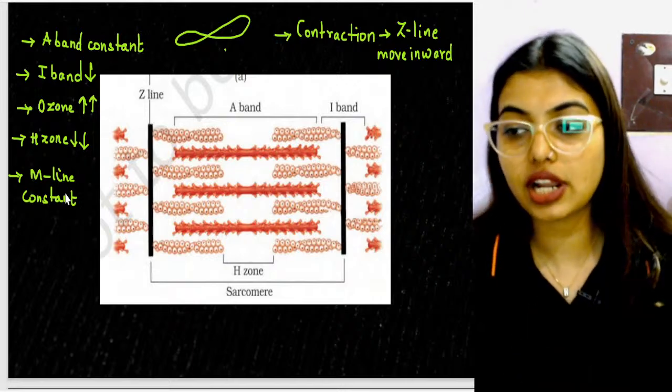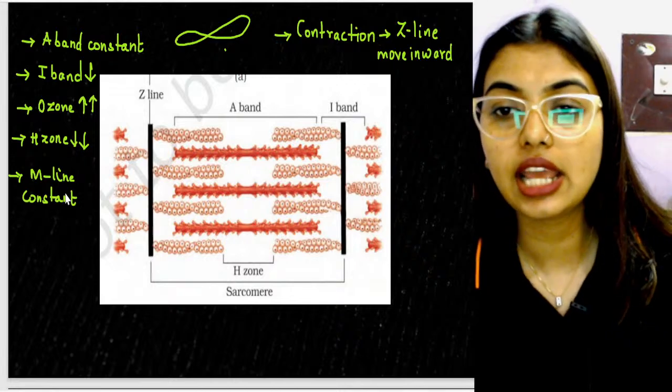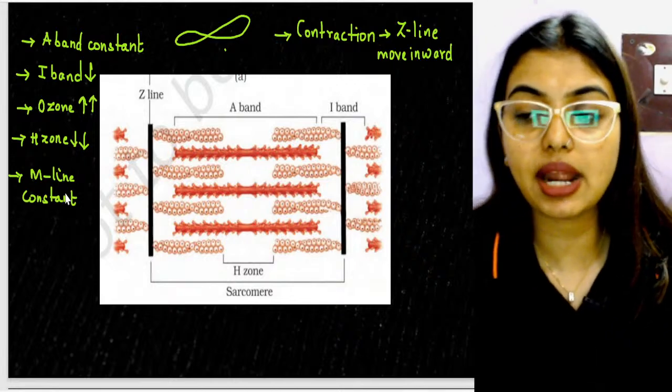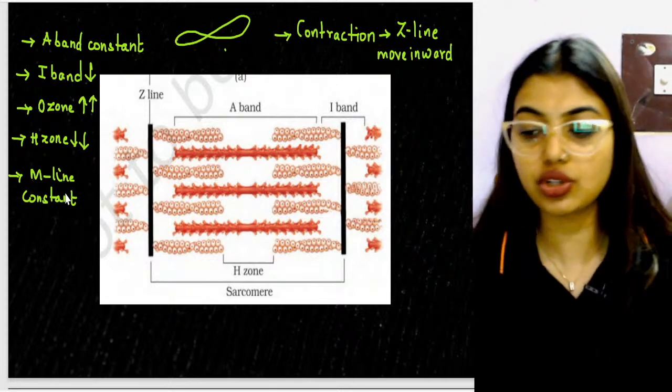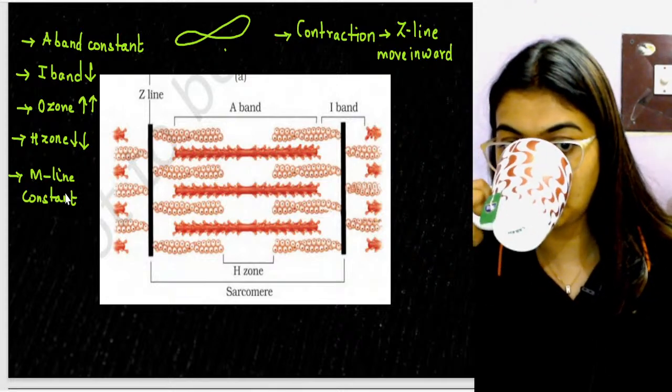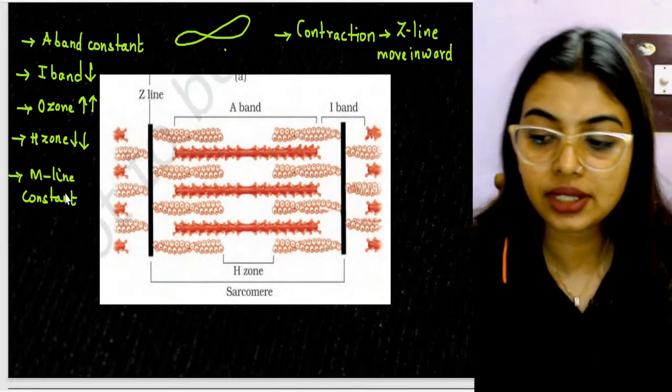So when contraction is going to happen, your Z line is going to move inwards, your A band is going to be constant, your I band is going to decrease, and your H zone is also going to decrease. Clear to all of you?